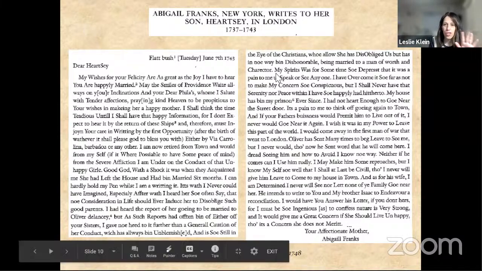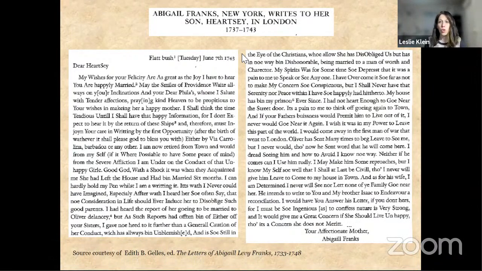It was fine. Her conduct was always unblemished, and still it is in the eyes of the Christian, who allows she has disobliged us, but in no way been dishonorable, being married to a man of worth and character. So, in her eyes, this was like a major crime, but in the eyes of the Christians, like, okay, yeah, we understand you upset your parents, but she didn't do anything quote unquote dishonorable. She's married to him and he's high society.